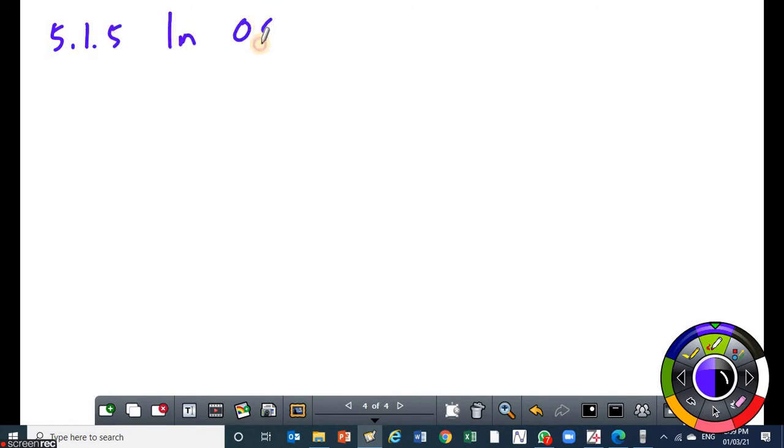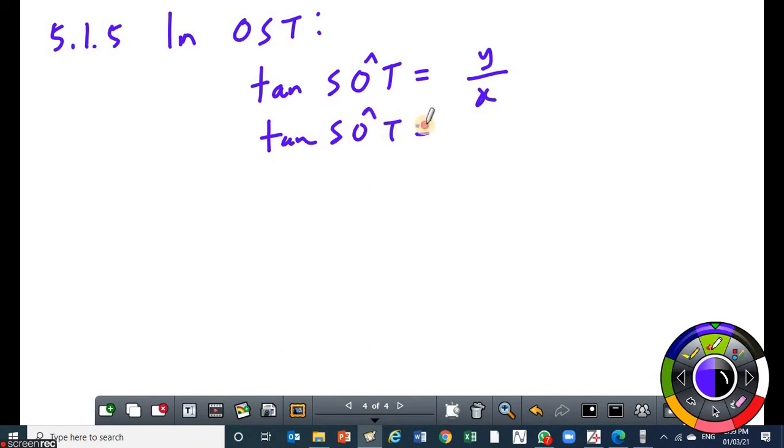So in triangle OST, if I use trigonometric ratios, I'm going to have tan SOT is going to be equal to y over x, remember? Okay, so that will be tan SOT is equal to what is y? Our y is what? 15. Don't forget that. And our x is what? Negative 8. Okay, now. Do you agree with me?